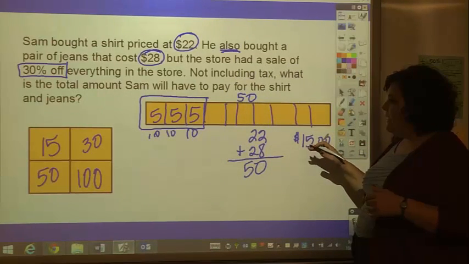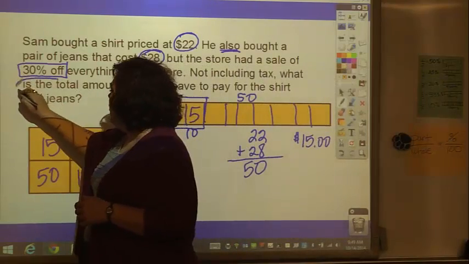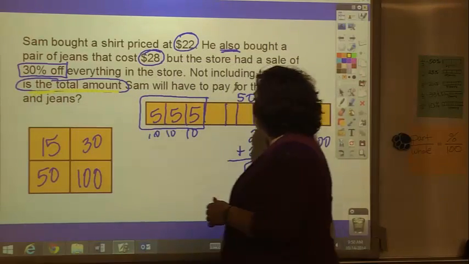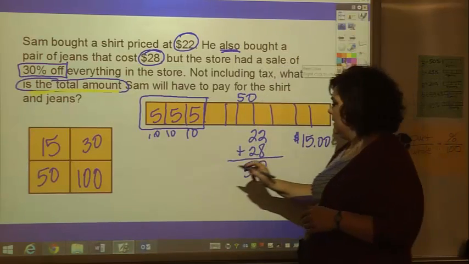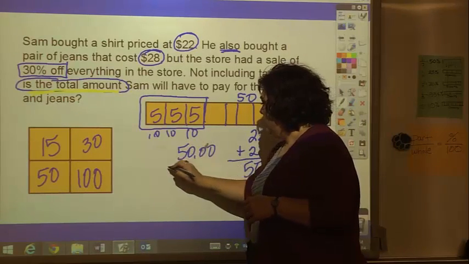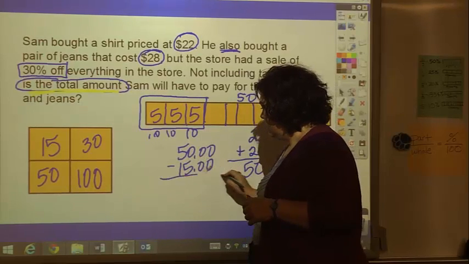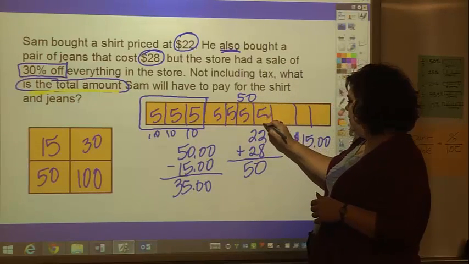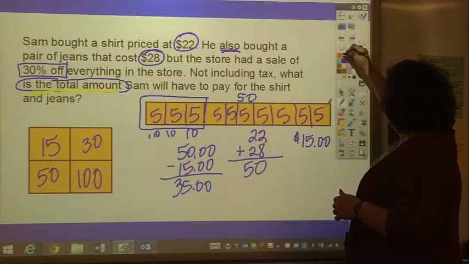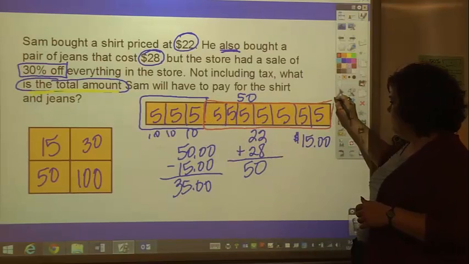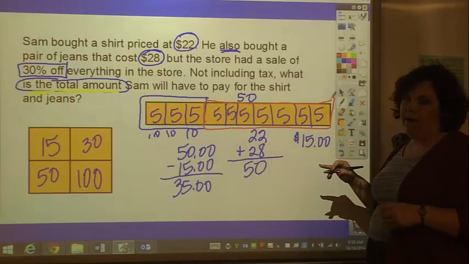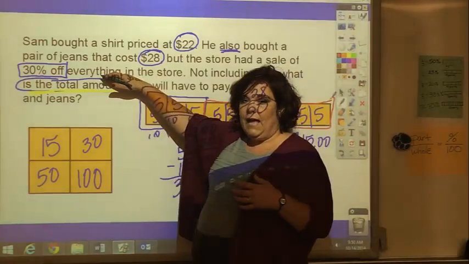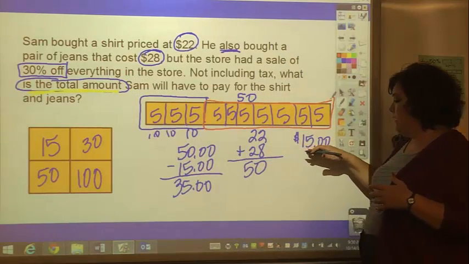That's correct. But it asks for what is the total amount Sam will have to pay. So to find that out, I have to say $50 minus 15. And that's going to give me $35. And if I filled in the rest of my bar model, this is the amount that I would pay. This is the amount that's off. So it would be $35. So make sure, is it asking you for the total amount he paid, or is it asking you for the discount amount?